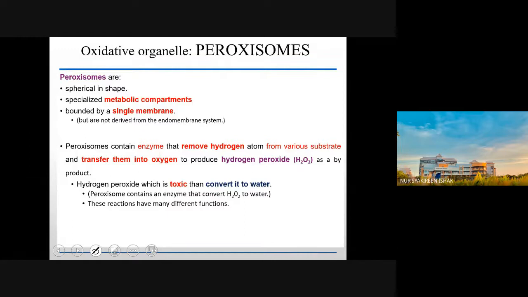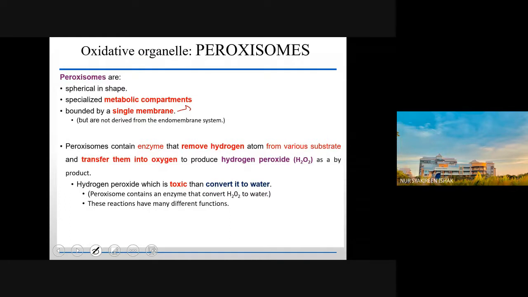So any organelles other than mitochondria, chloroplasts and peroxisomes are not part of the endomembrane system. Remember, the endomembrane system consists of the nuclear membrane, the rough ER, the smooth ER, the Golgi apparatus, the transport vesicles, the secretory vesicles, the lysosome, and also the vacuoles. Those are the components of the endomembrane system. But peroxisome, although it has a single membrane, is not part of the endomembrane system.